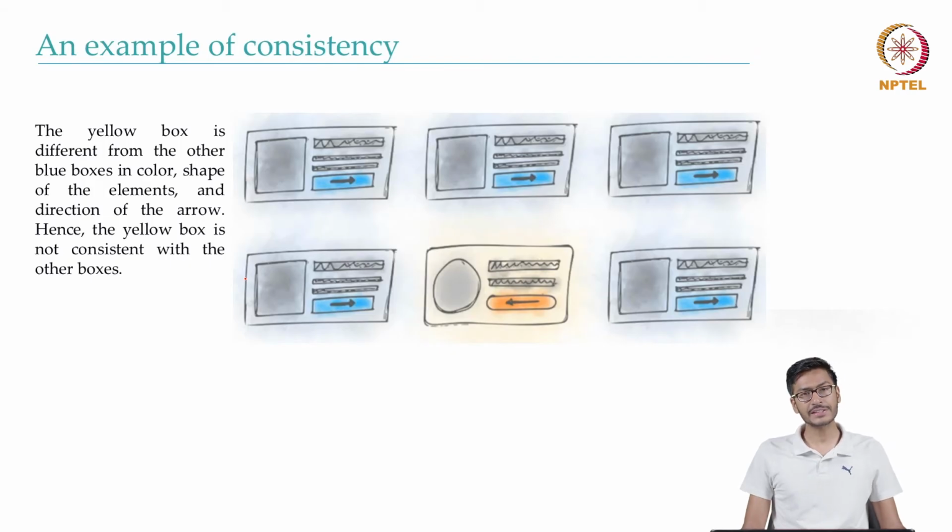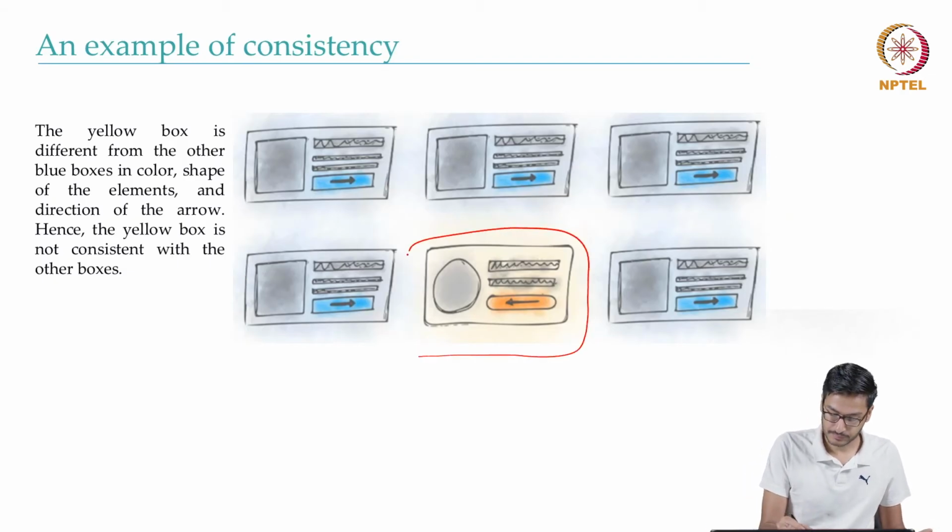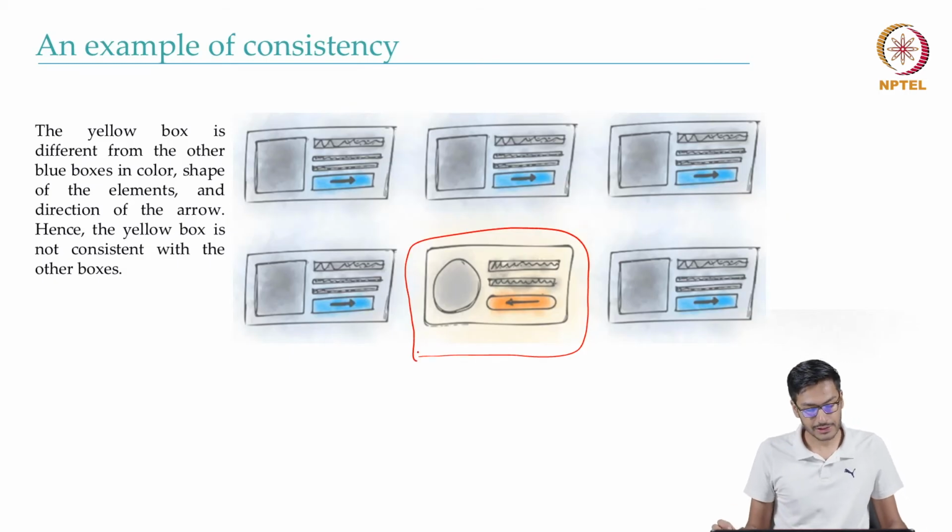This example of consistency is the yellow box. I mean, if you just have a look at this yellow box right here, the box is actually different from other boxes in shape, color, as well as the direction of the arrow, and hence it is not consistent with the other boxes, which are blue rectangles, and the direction is to the right.